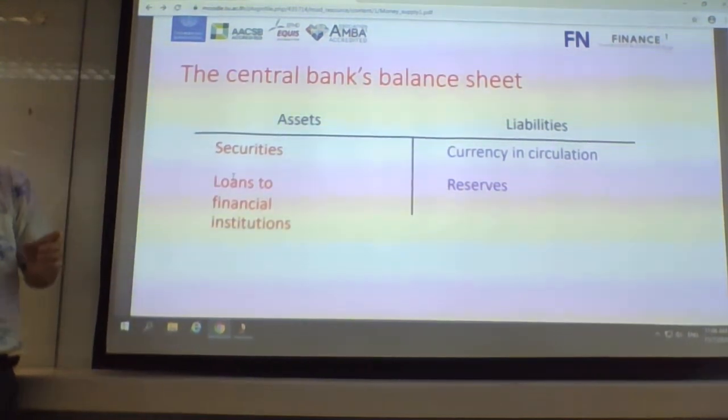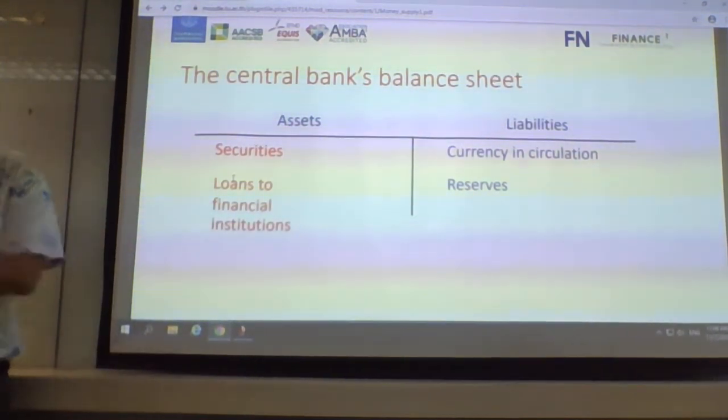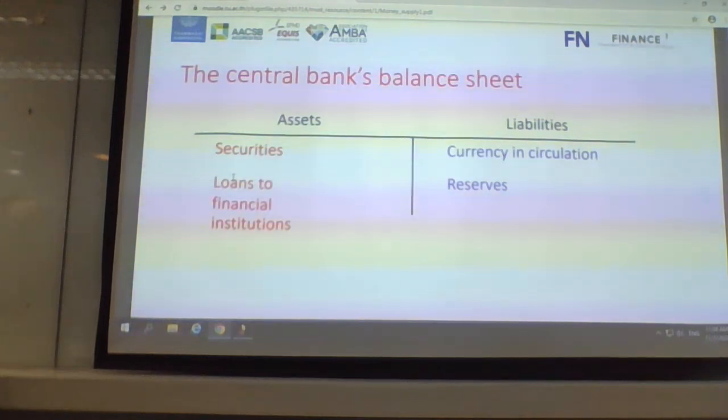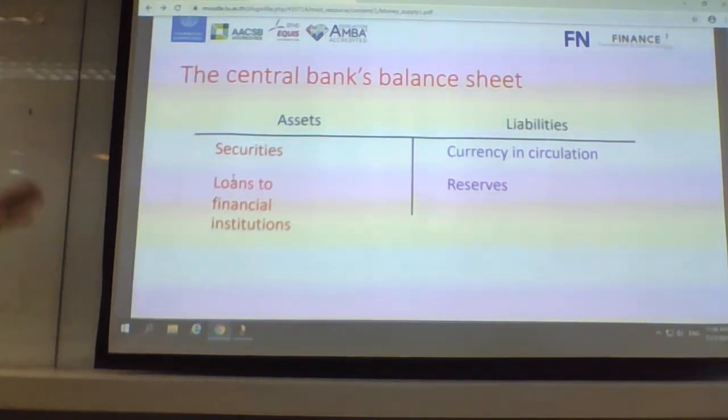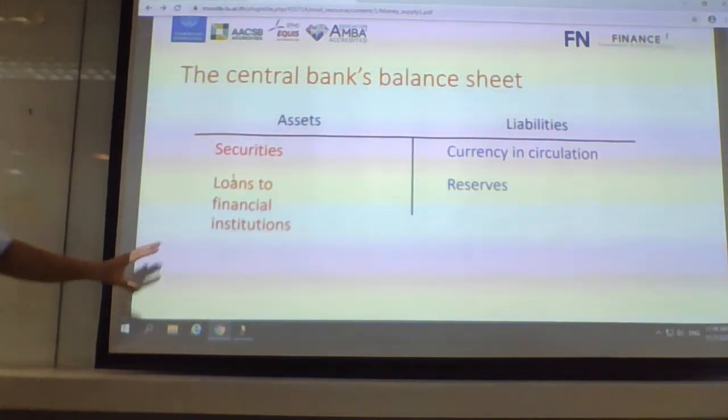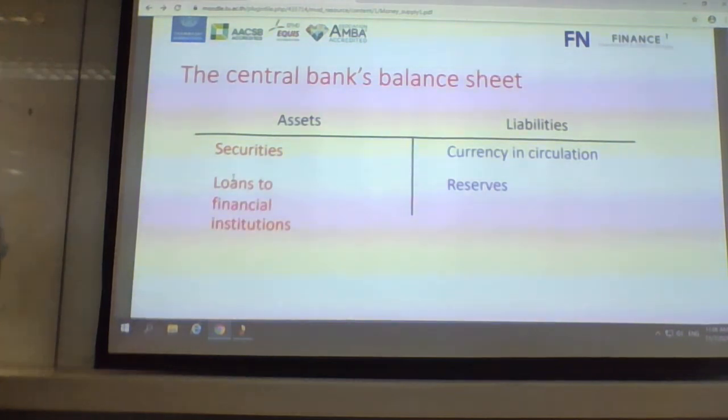The central bank is the bank of the commercial banks. It is the lender of last resort. When financial institutions have some problems, they have to go to the central bank.